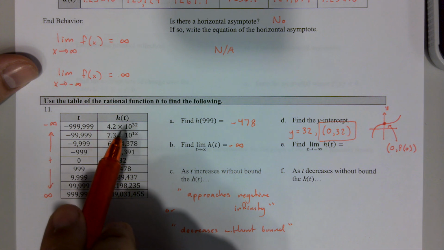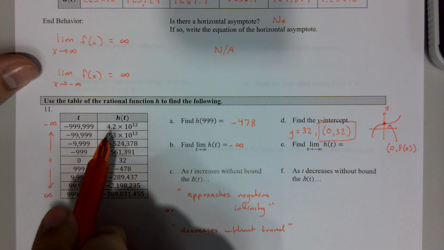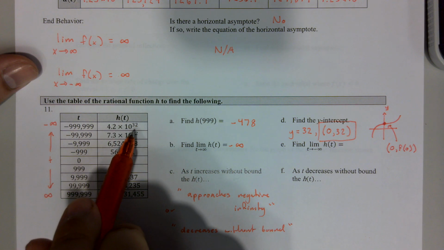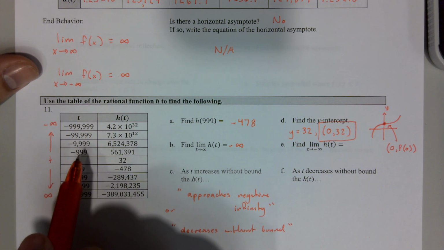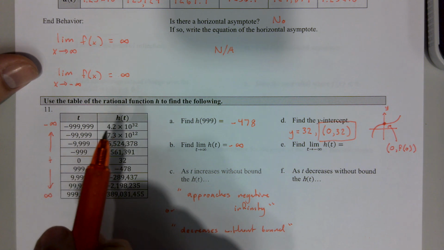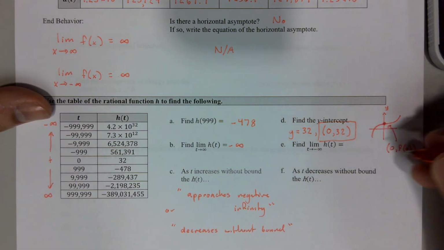And then 4.2 times 10 to the 32nd. I don't even know what that's called, but it's 4.2. Well, it's really 42 followed by 32 zeros. It's an absurdly large number. This function is not slowing down, it's just approaching positive infinity.